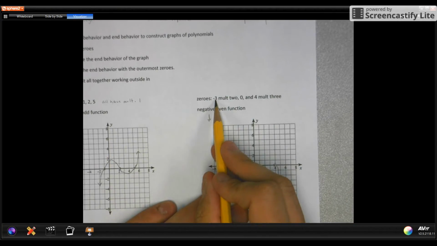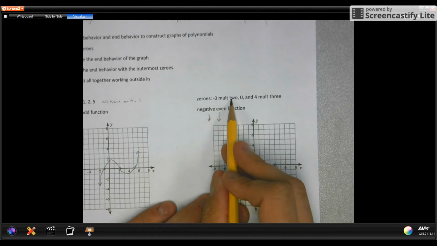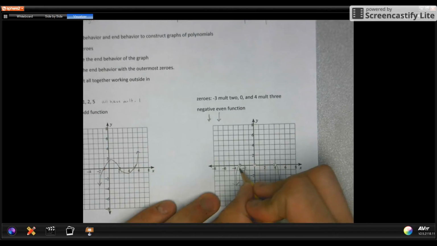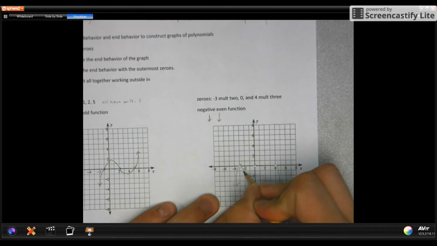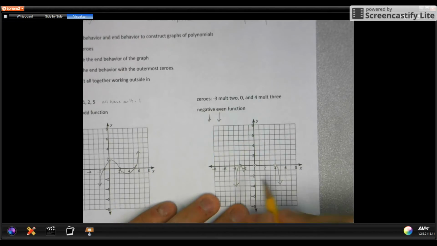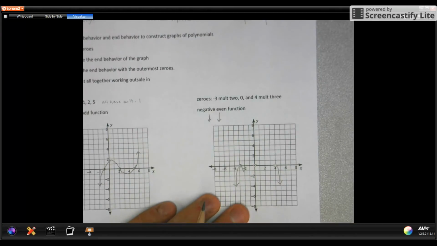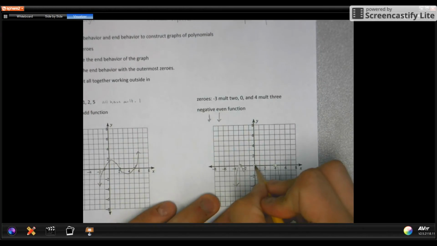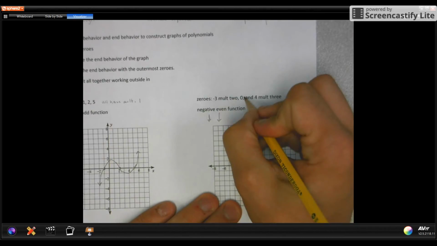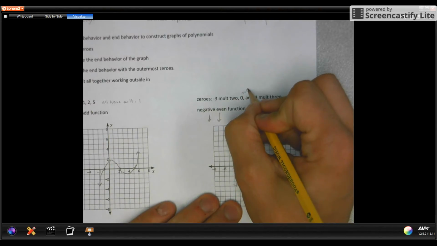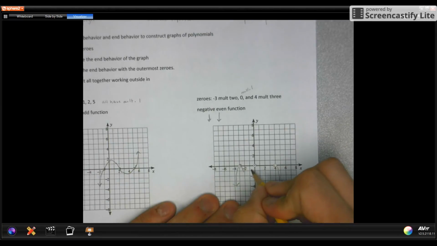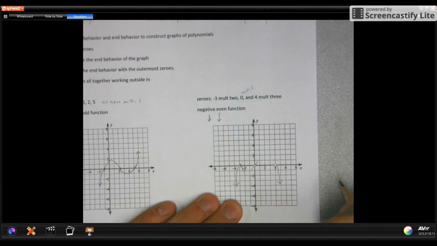So you'll notice here at -3, it says multiplicity 2. So I go back up to what I learned briefly, and I know that when it has a multiplicity of 2, as it approaches a zero, it just bounces off. Okay, when I have multiplicity of 2, my function just bounces off or reflects off that zero. When I have a zero at 0, again, nothing is stated here, so this is assumed to be a multiplicity of 1. I know it's going to go through that zero.